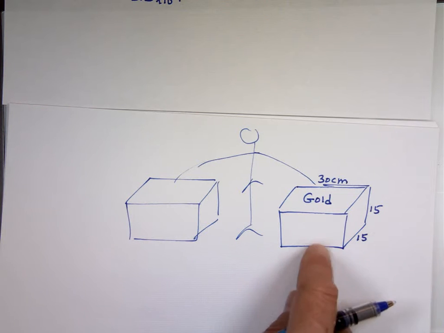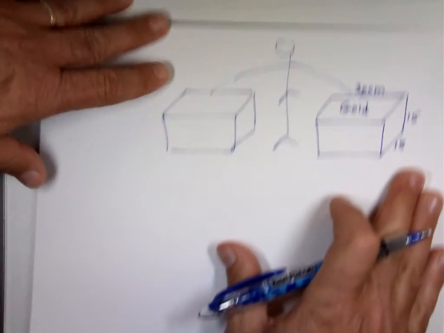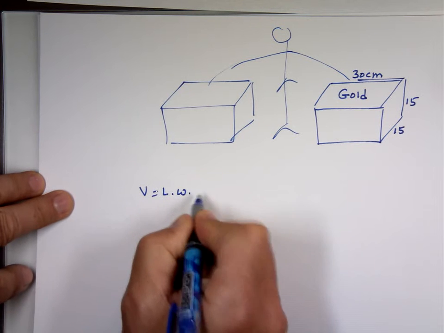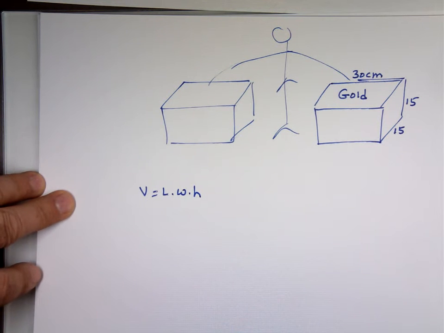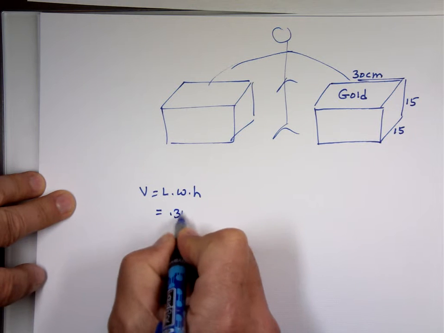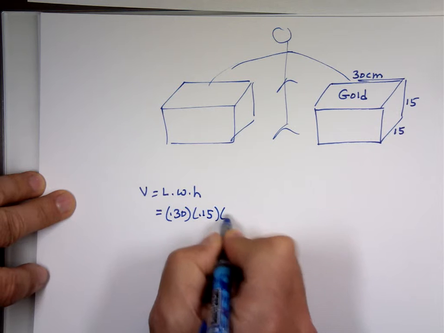You will have to be the strongest man in the world to carry that, probably. A foot by half a foot by half a foot. It's not that big. The volume of each one: the volume is length times width times height. The length is 0.30, width is 0.15, height 0.15.